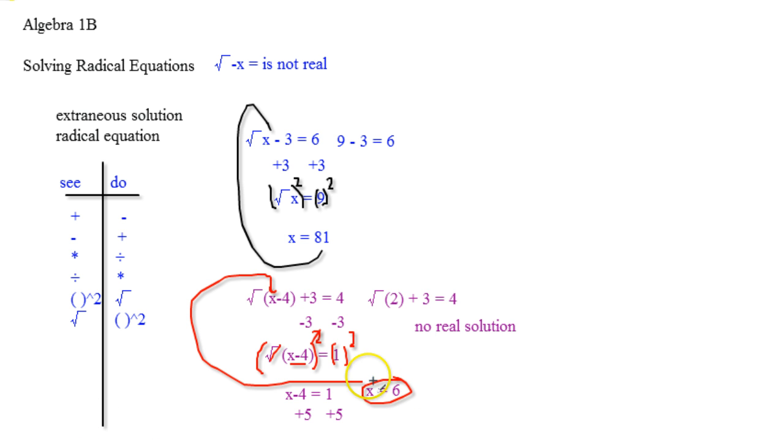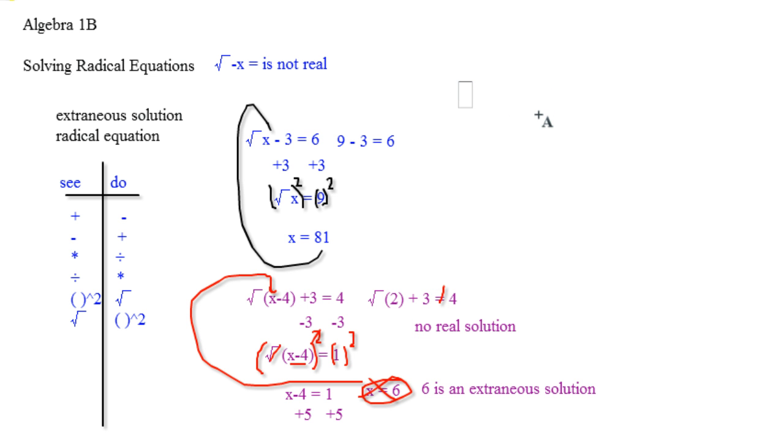And that makes 6 an extraneous solution. In other words, it's a solution that even though it fulfills all the requirements, we did the math correctly, when I plug it back in, it actually does not make sense, and nor does it work. Okay, so that's an extraneous solution.